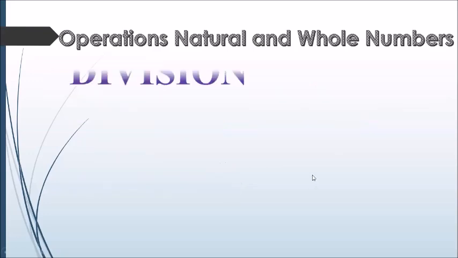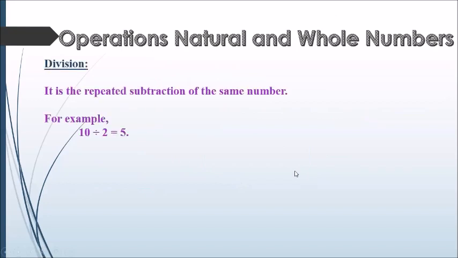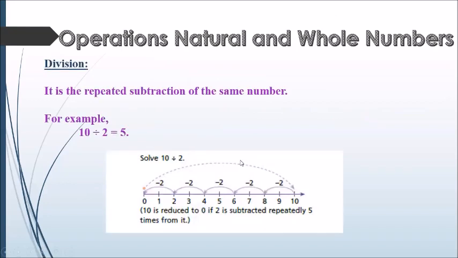Then we went on to division. Division was also very easy. First, you need to know that it is repeated subtraction. If I am dividing 10 by 2, the answer is going to be 5. It means that if I deduct 2, 5 times from 10, the answer is going to be 0.